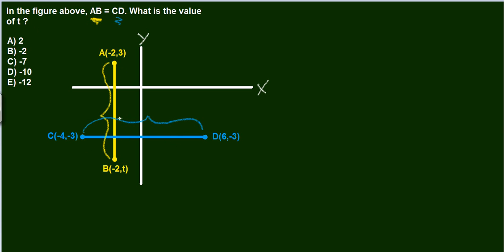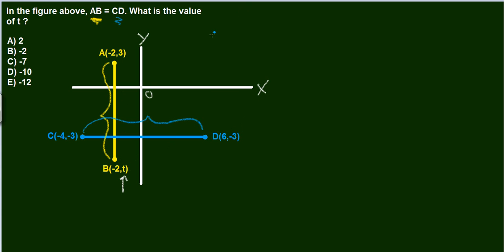What is the value of t? Alright, so where's t appearing? Okay, so t is actually the y-coordinate on B. So B is 2 to the left from the origin, and we are not sure how far it goes down from the origin, and we're trying to find that value. Alright, so let's just break this down.